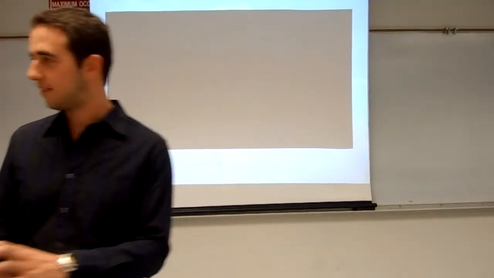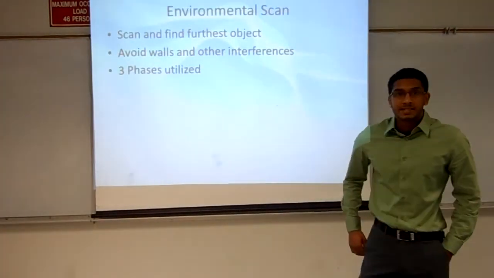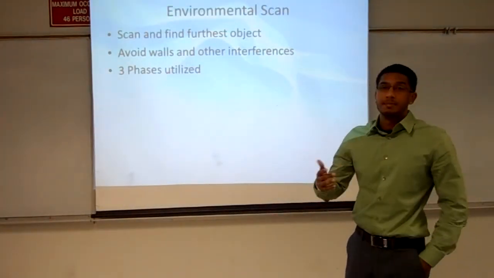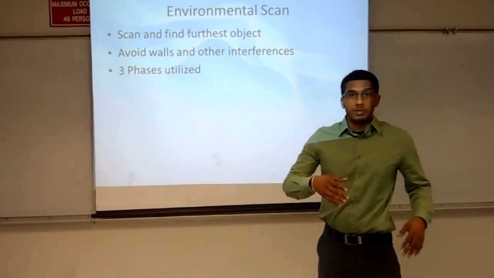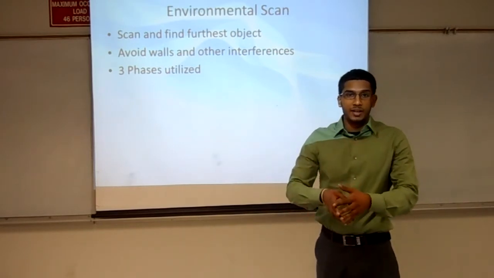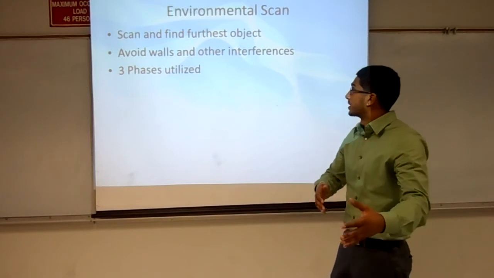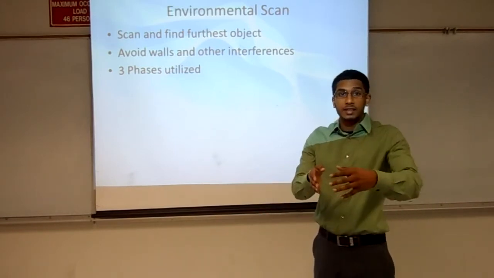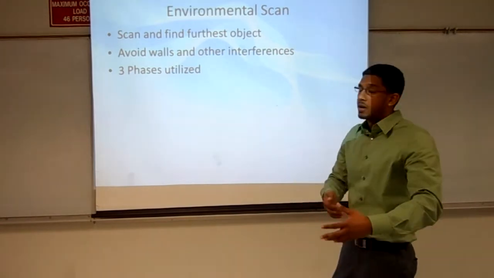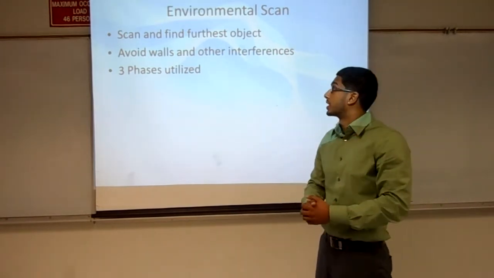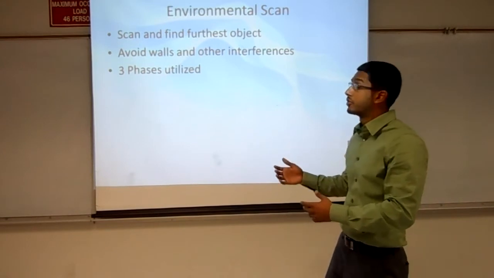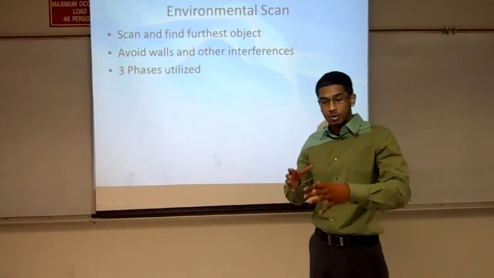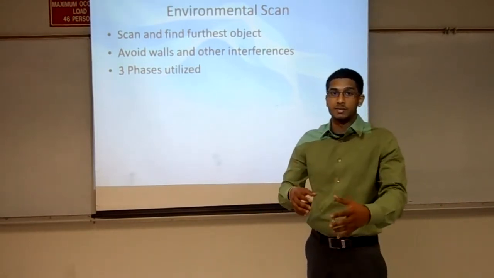And now Kelvin will describe our second task in the project. So the second task in the project involved an environmental scan. Basically, the robot will spin in a 360-degree manner and find the furthest object. From then, it'll spin again in the opposite direction, locate that furthest object, and move towards it. One of the obstacles that we had to overcome in this project is that it must avoid walls and other interferences. So the robot had to stay within the range specified.